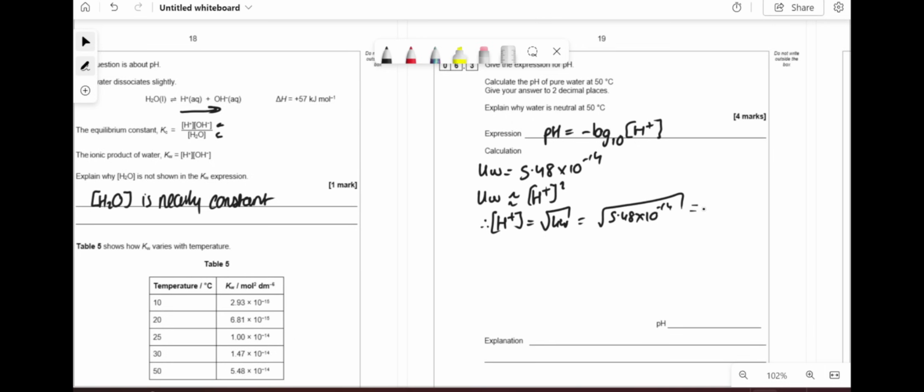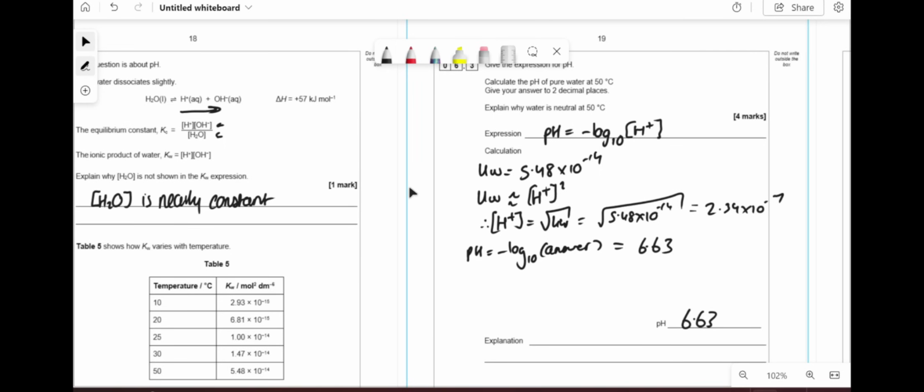We get 2.34 times 10 to the minus 7, so 2.4 times 10 to the minus 7. We've got our H plus. Now all you do is put pH equals negative log to the base 10 of that answer we just got, and it should give you the pH, which is 6.63. So it's 6.63.